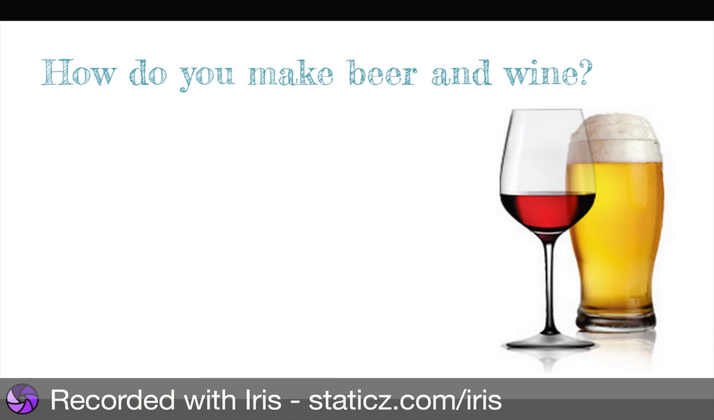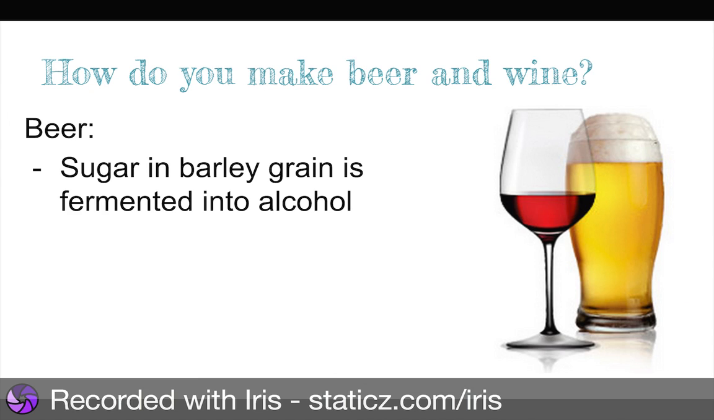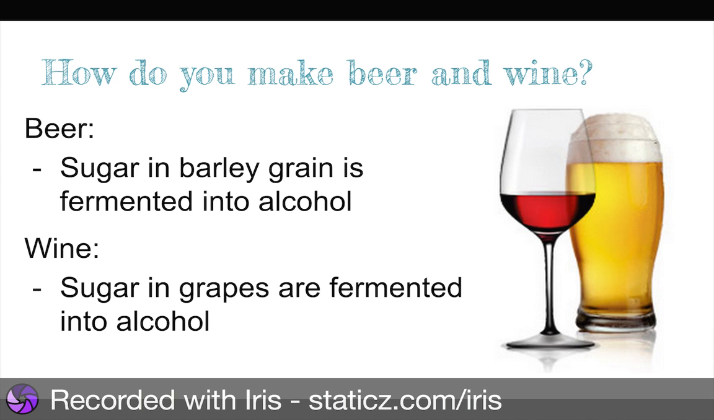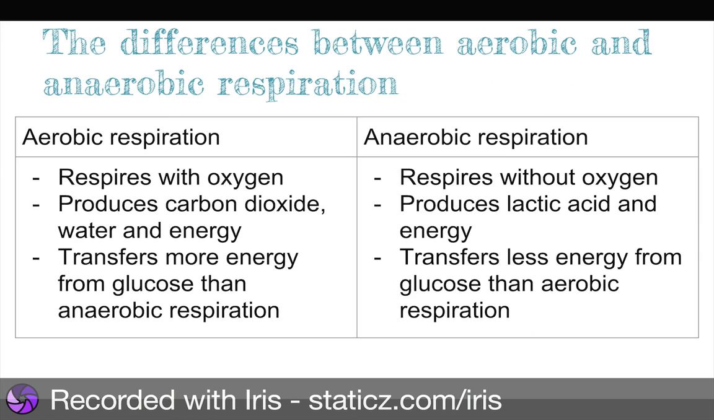How do you make beer and wine? In beer, sugar and barley grain are fermented into alcohol. And the same with wine, sugar and grapes are fermented into alcohol. Beer is made of barley grain and sugar, and wine is made of grapes.